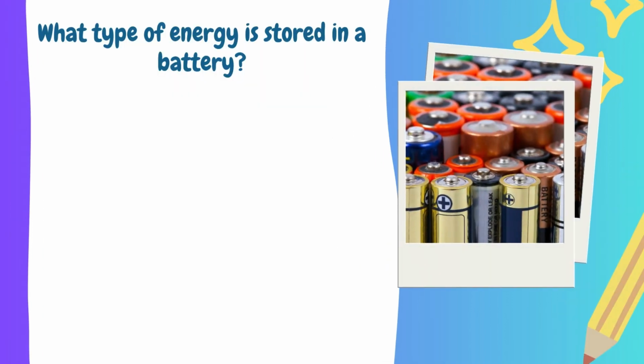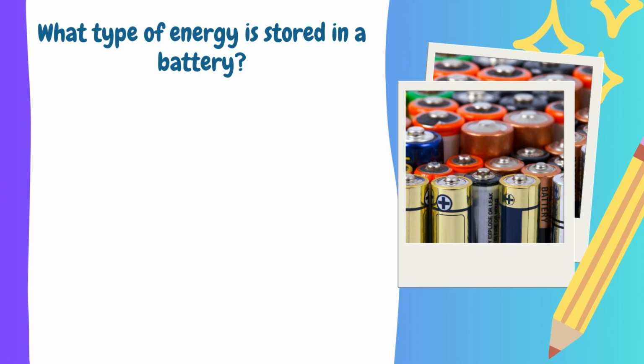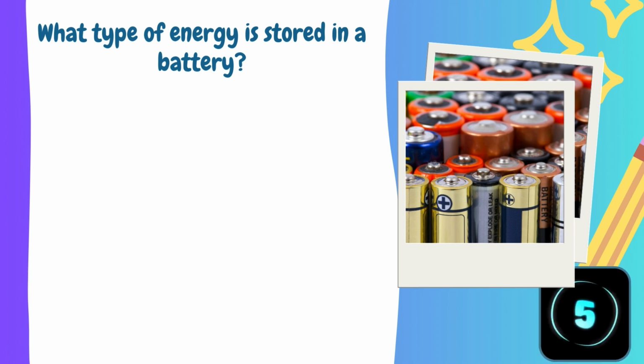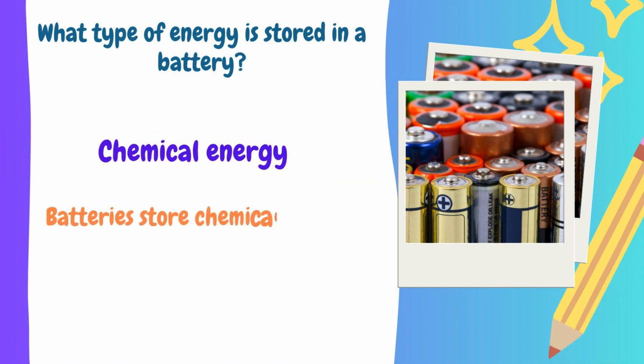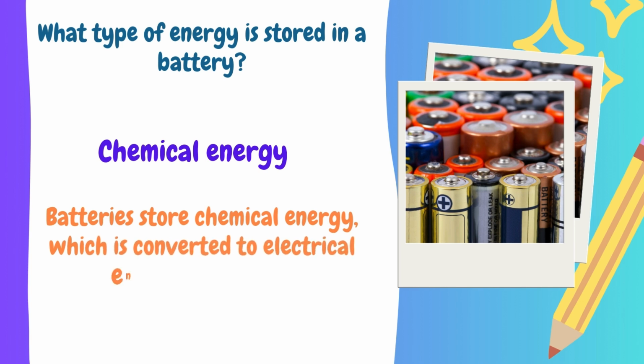What type of energy is stored in a battery? Think of what powers your devices. The answer is chemical energy. It's converted into electrical energy when you use your gadgets.